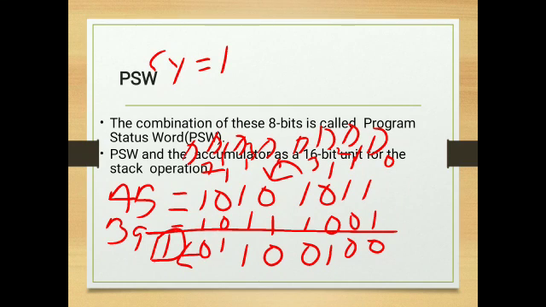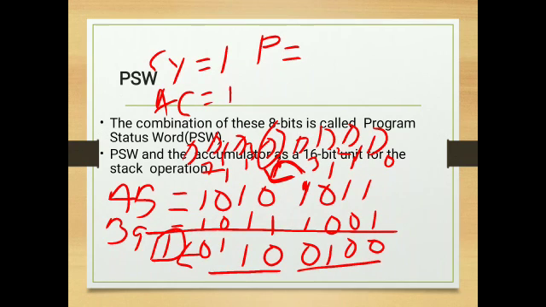Now auxiliary carry flag. If carry is generated from the bit D3, this one is the bit D3. 1 plus 1 is 0, means carry is generated and it passed to the bit D4. So auxiliary carry is set to 1. Now parity flag. In a result, if there is an even number of ones, then parity flag is set to 1, otherwise it will reset. In this result, the ones are 1, 2, 3, means odd number of ones, then parity flag is set to 0.